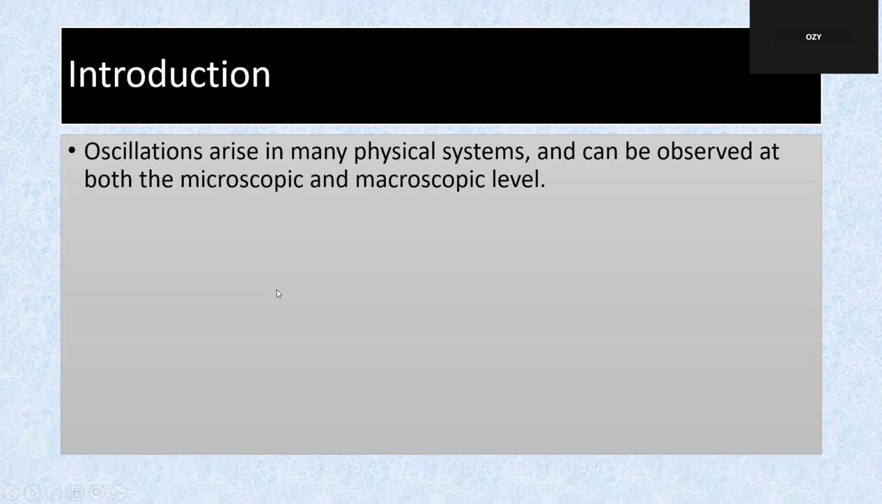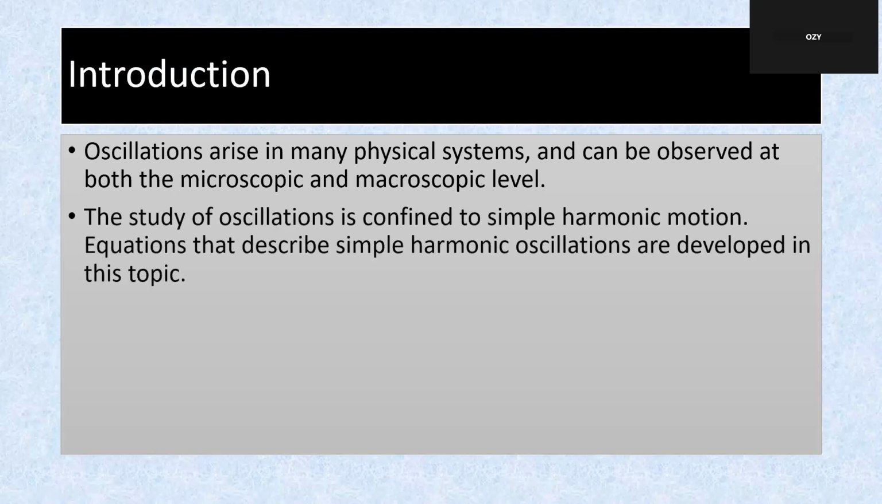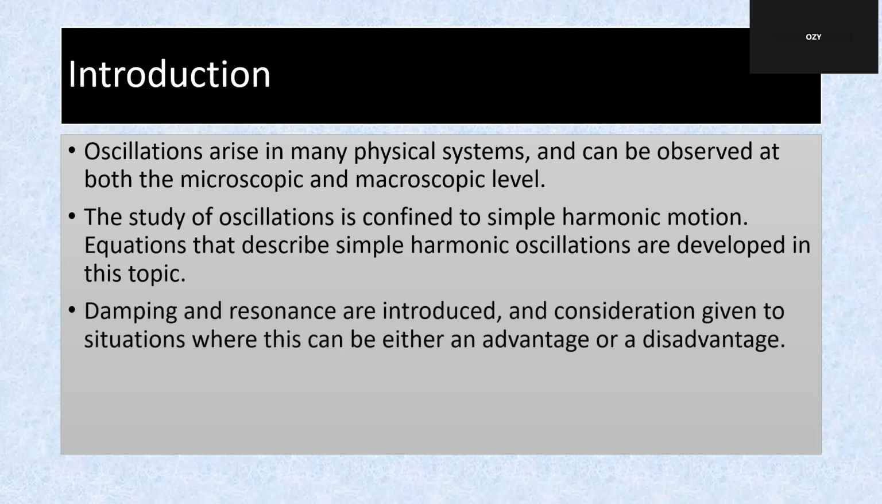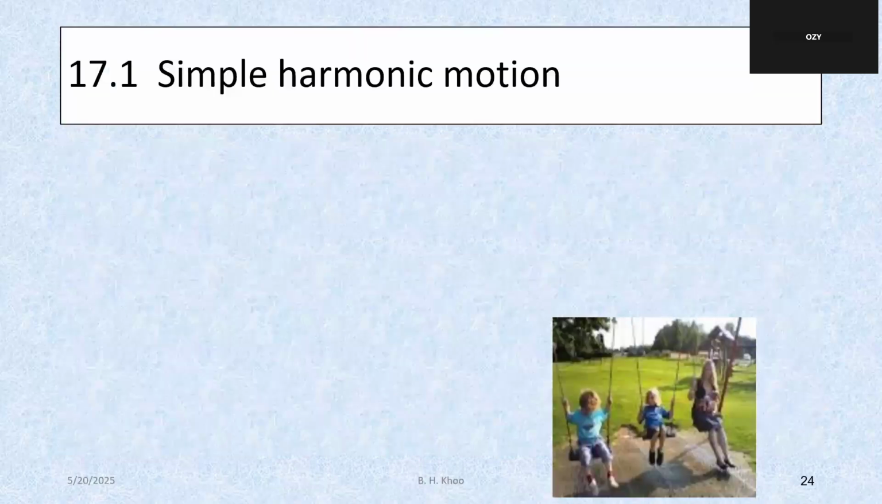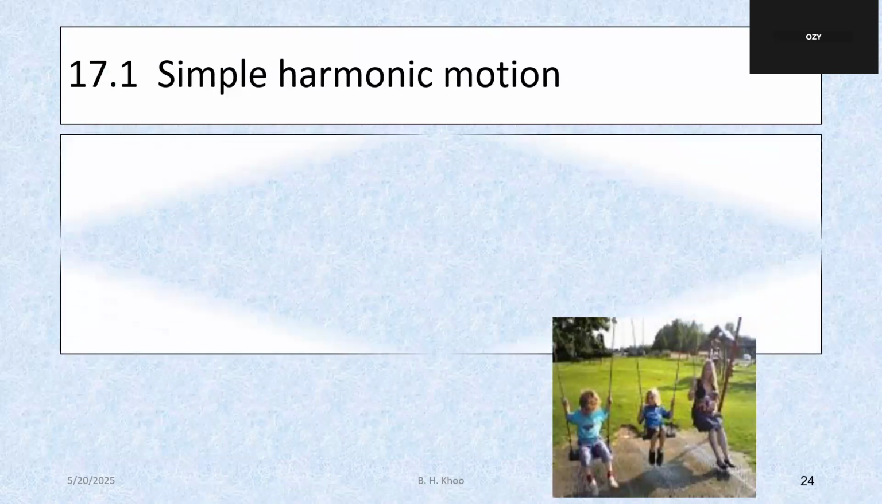Okay, let's go to the introduction. Oscillation arises in many physical systems and can be observed at both microscopic and macroscopic levels. Study of oscillation is confined to simple harmonic motion. Equations that discuss simple harmonic motion are developed in this topic. Damping and resonance are introduced, and consideration is given to situations where these can be either an advantage or a disadvantage. Okay, let's go to simple harmonic motion.